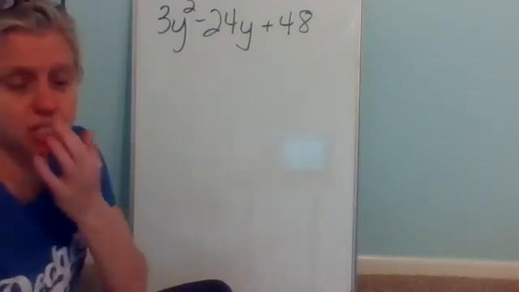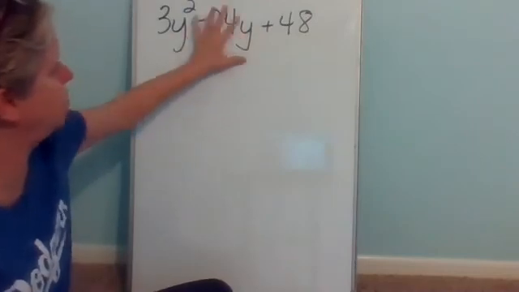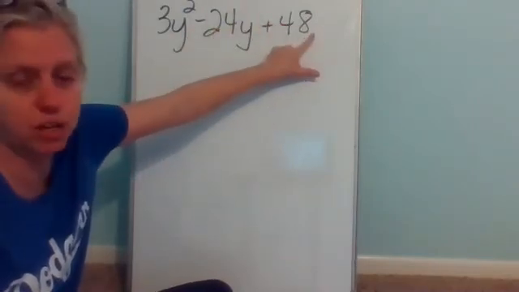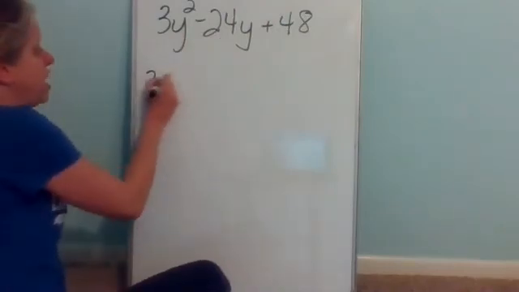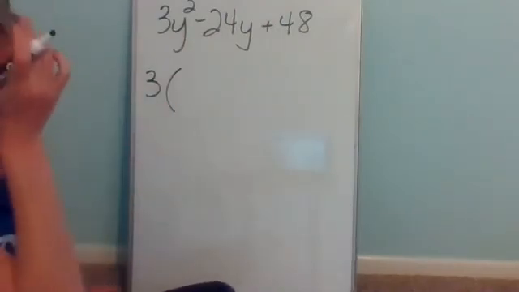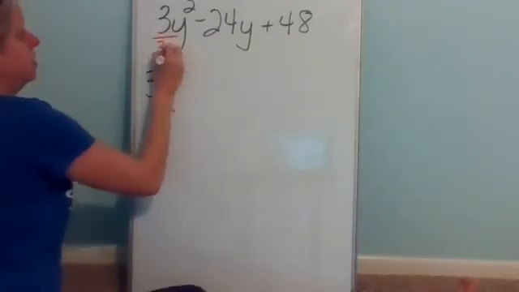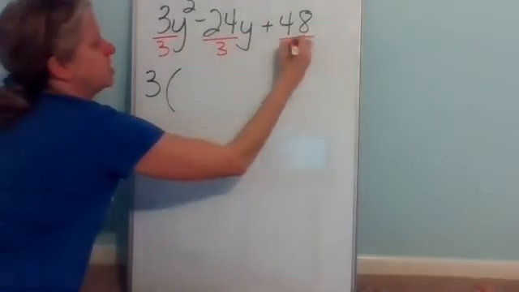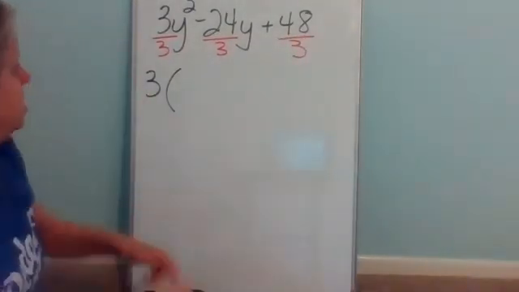If you have that situation, you've got to pull that out. This one doesn't have a y, so I can't pull out any y because this one doesn't have any to pull out. But 48, 24, and 3 all divide by 3, which actually is going to help us a lot. So if I pull out a 3 and put in parentheses, what is left? So I'll divide them all by 3, and let's see what's left.